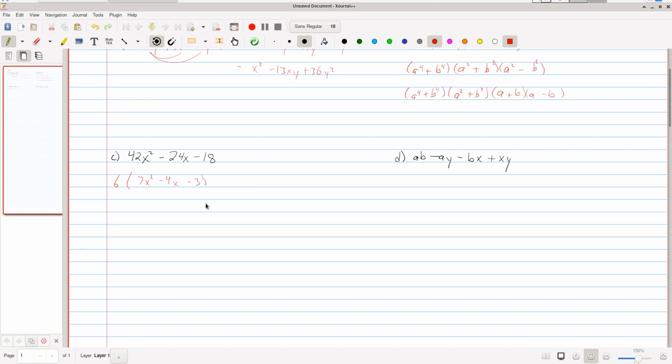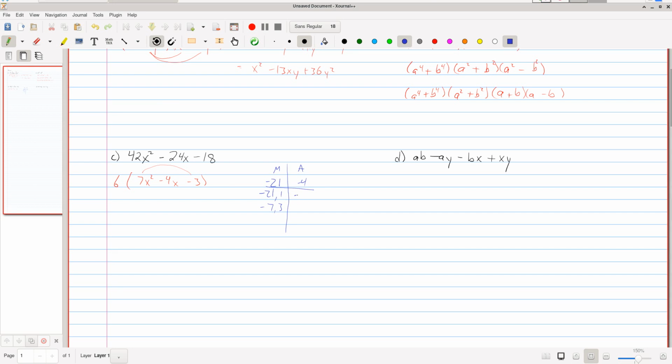Now to factor what's in the parentheses, you've got several different options. I'm going to do this by grouping. That's where we take the first times the last. That is, we're looking for two numbers that multiply to negative 21 and that add up to the middle coefficient, negative 4. So negative 21, this could be negative 21 times 1, negative 7 times 3, and it looks like those are the only combinations that are going to multiply to negative 21 and have a negative sum.